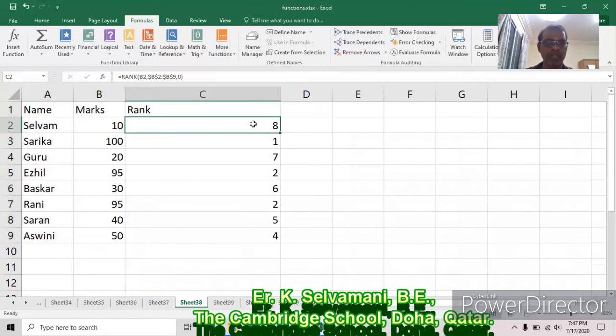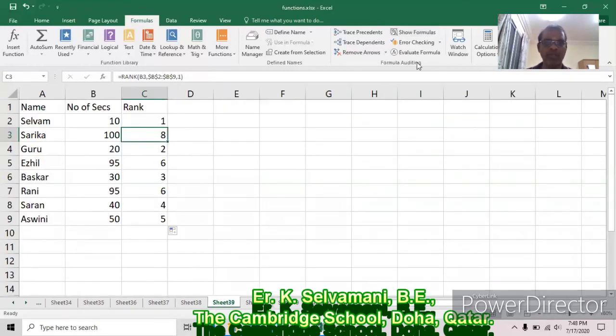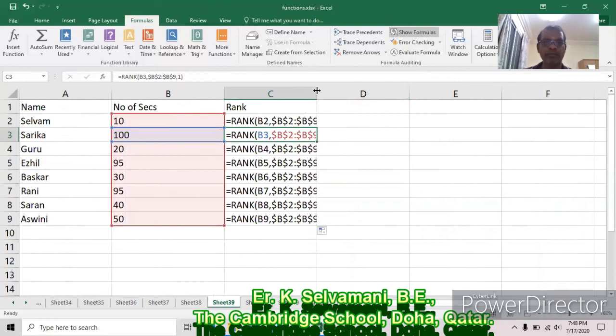Rank, so equal to rank of B2 comma $B $2 colon $B $9 comma 0. 0 stands for descending order. This is the absolute cell reference of the range of values. B2 is the relative cell reference. If 0 stands for descending order, 1 stands for ascending order.